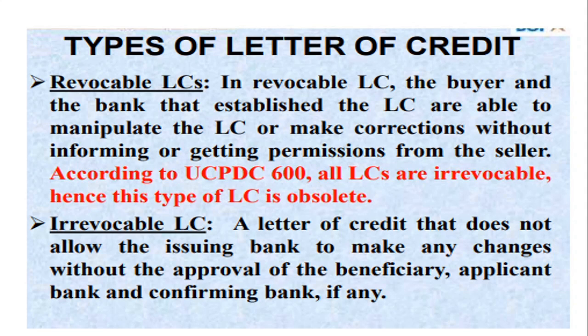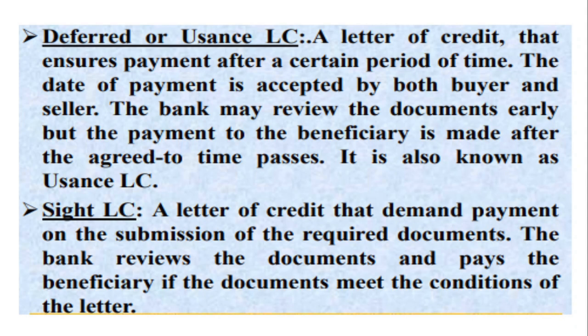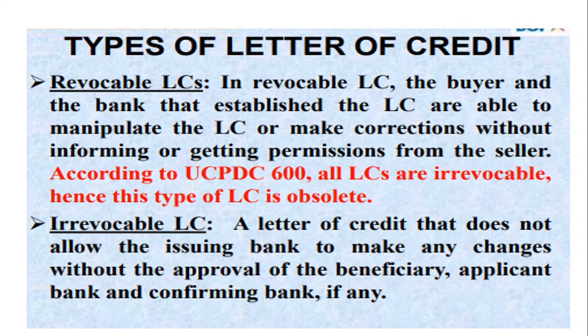But in revocable, if some changes happen between the buyer and the seller without the knowledge of the bank, then the bank has a right to go out of the contract. So whenever you bring in any change in the relationship between an exporter and an importer, you need to inform and update your banker. If they are not updated, then they have a right to go out.